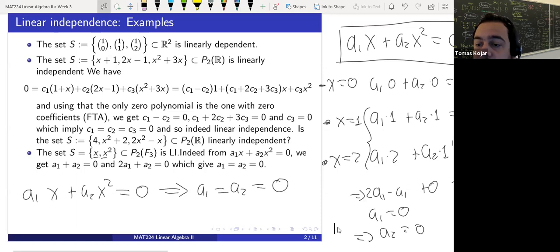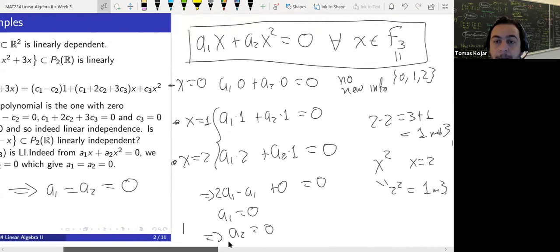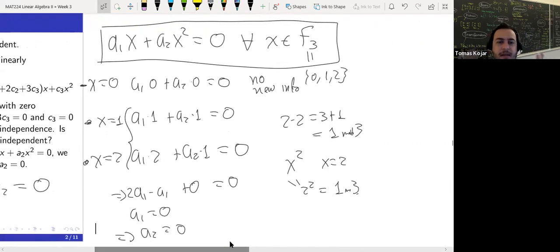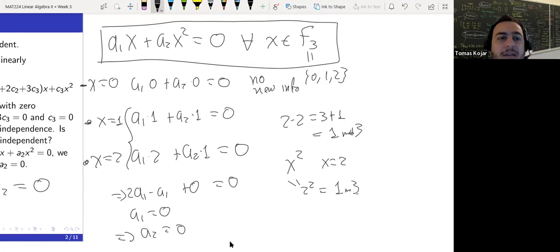Lindsay asks a question. Why does x equal 1 yield 0? Good question. Okay, so let's clarify what's going on. This statement here is required to be true for all x.